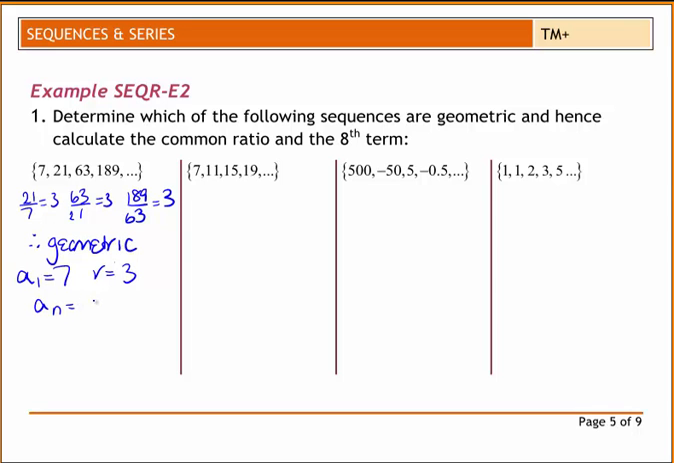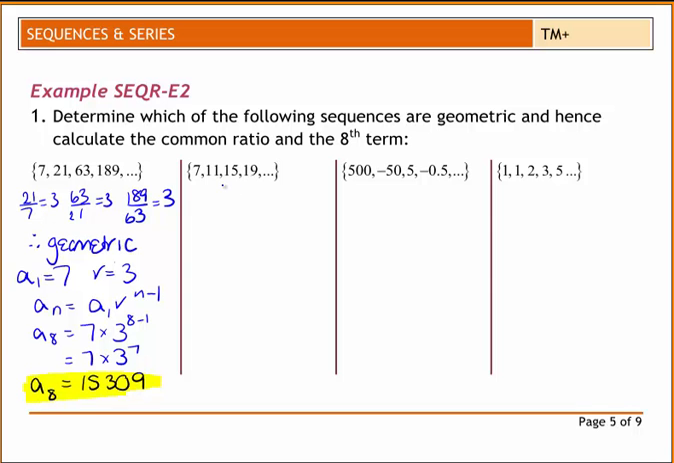Now our general term an equals a1 r to the n minus 1, so my 8th term is going to be 7 times 3 to the power of 8 minus 1. Okay, so 7 times 3 to the power of 7. Go to your calculator. 7 times 3 to the power of 7 is 15,309. So that's your a8. That's your answer.